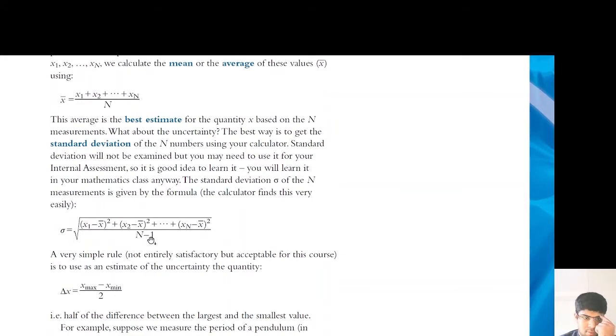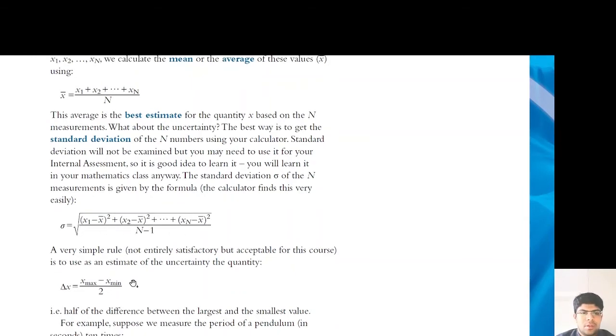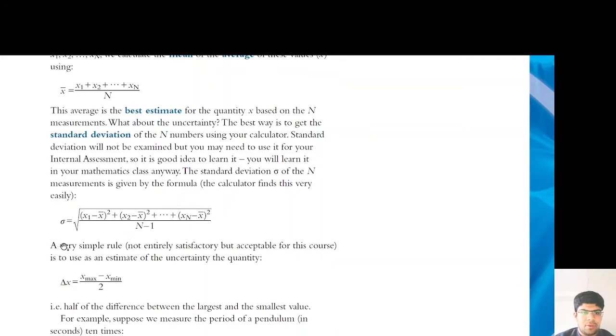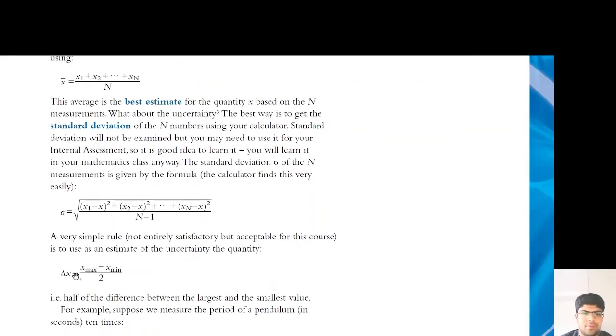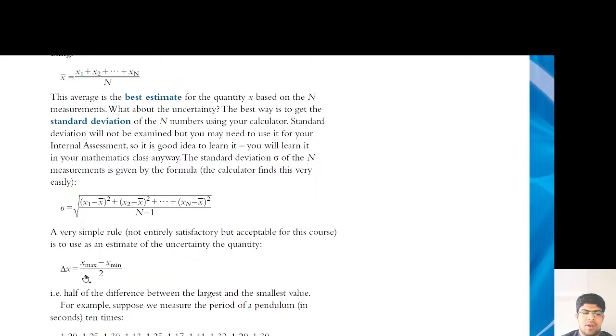Sigma is the root of (x1 minus the mean value) squared plus (x2 minus the mean value) squared, and so on, adding them up, taking the differences and squaring them, over capital N minus 1. This is a very simple rule. So delta x is x maximum minus x minimum, over 2, the half of the difference between the largest and the smallest value.